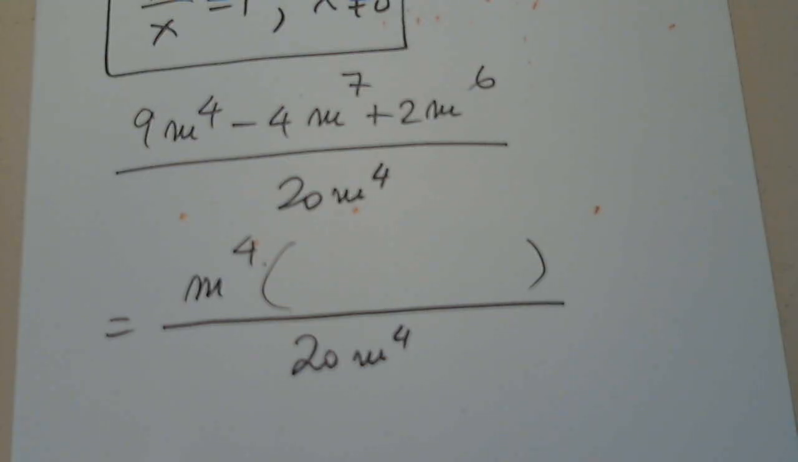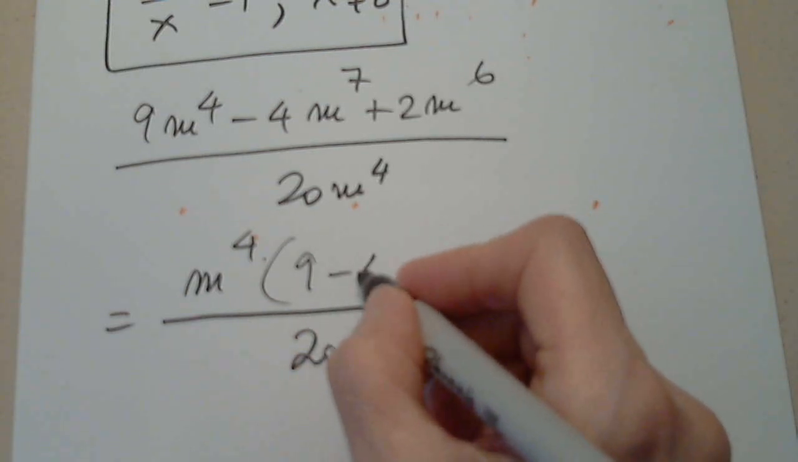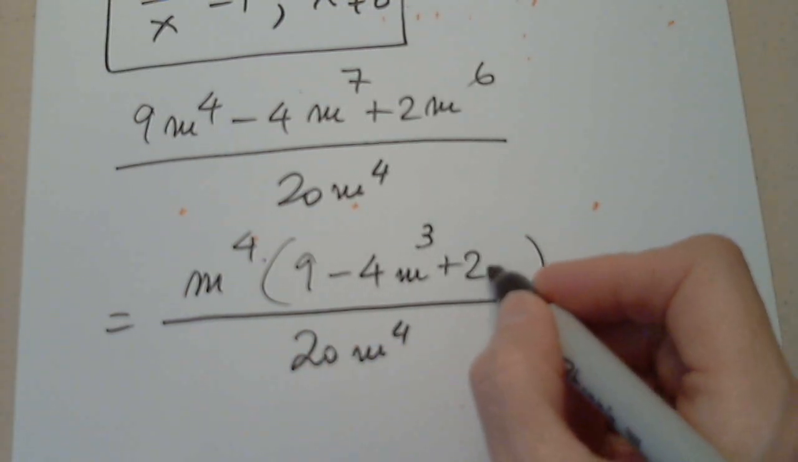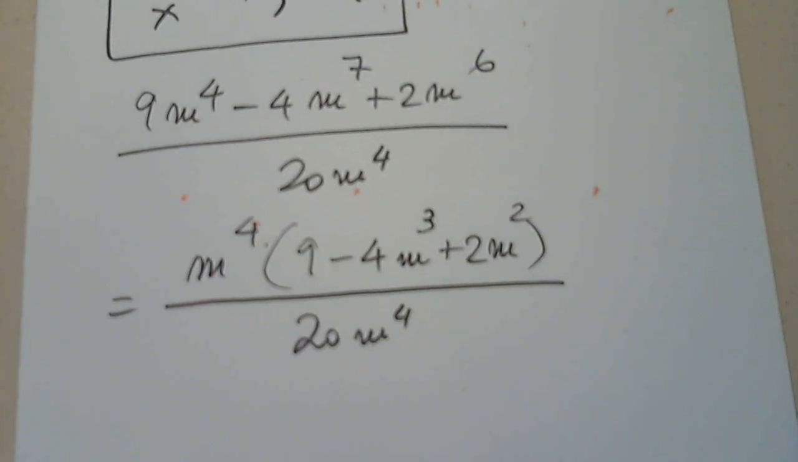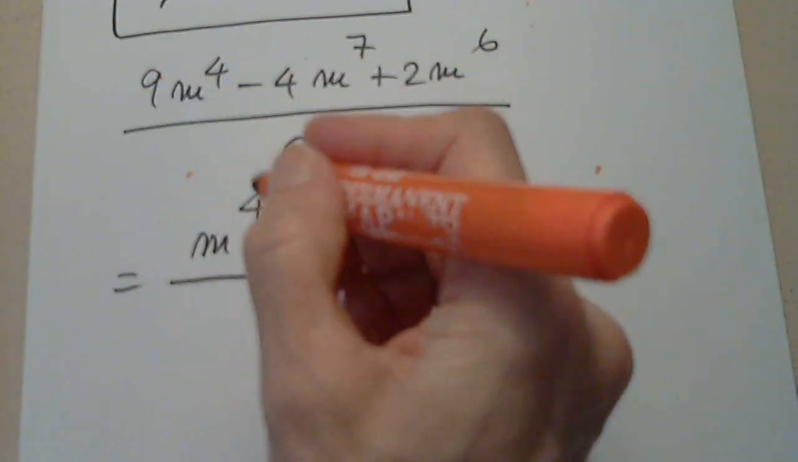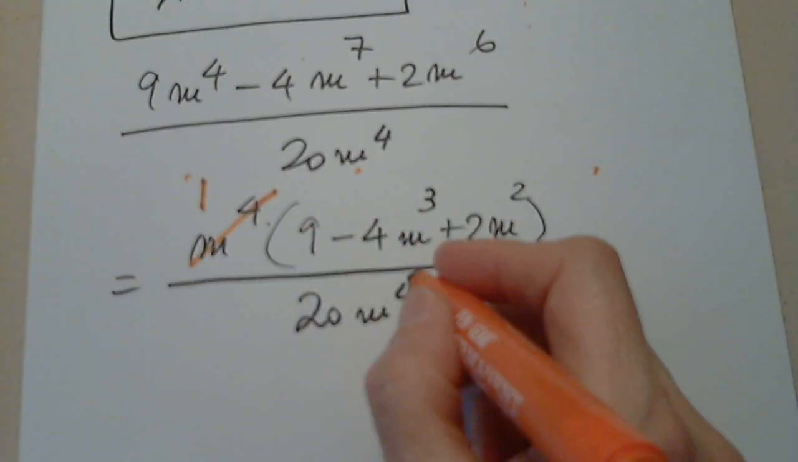So, anyone? 9 minus 4m to the third plus 2m to the second. That's it. The only thing I can cancel out is the m to the 4th on top and the m to the 4th on the bottom.